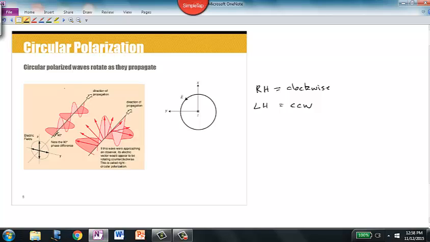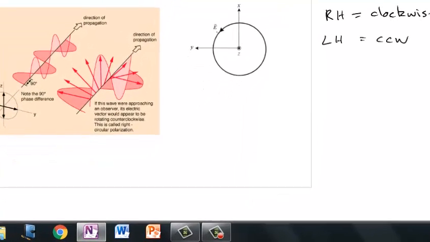linear and circular. In later lectures, we'll study the impacts of polarization matches and mismatches on antenna transmission and reception. But for the rest of today, what we're going to analyze is just different cases of linear polarization.